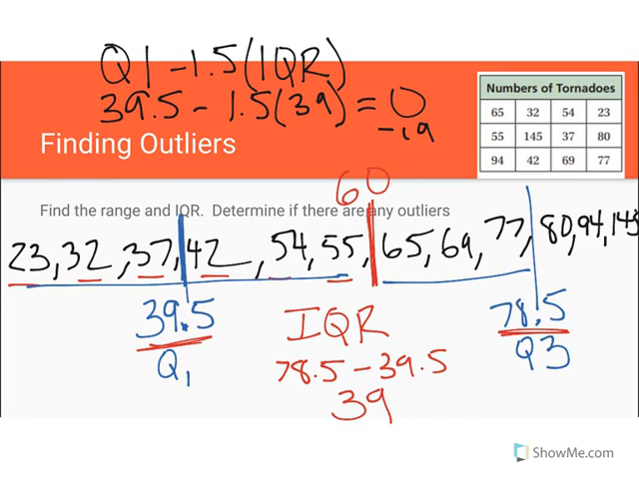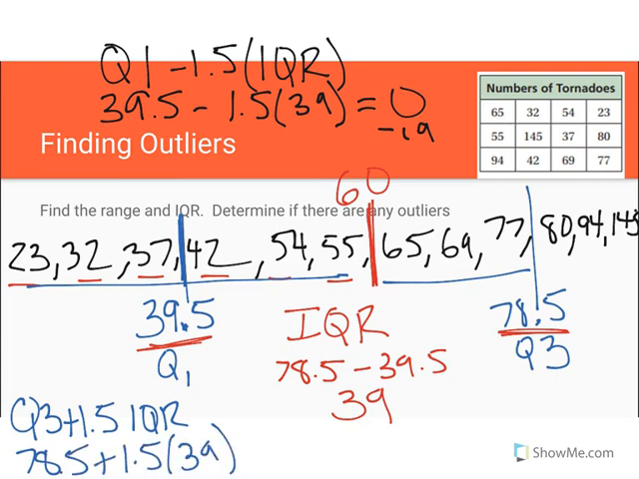Obviously, I don't have that here. Okay, looking at the flip side of that then, how do we find our big outlier? That's where we said we take Q3 plus 1.5 times the IQR. So here my third quartile is 78.5. If I plug this back in, 78.5 plus 1.5 times 39, I get 137. So any data point over 137 would be an outlier. Do I have a number over 137? Yes, I do. 145 would be considered my outlier.